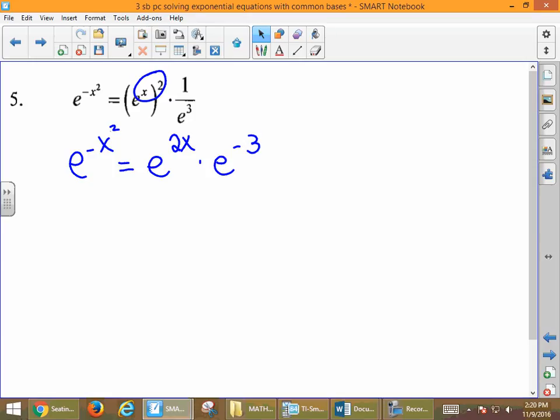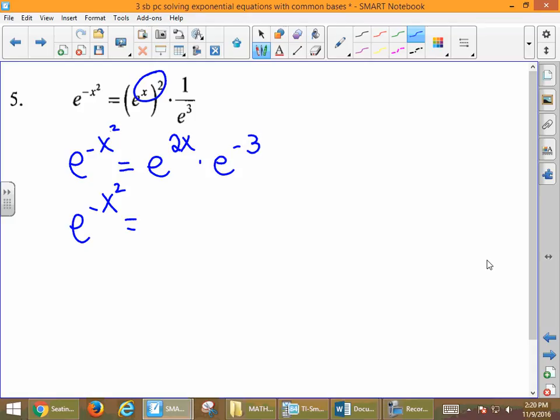We need to condense it down. So e to the negative x squared, we can't condense that at all. But over here, just like on problem number 4, e to the 2x times e to the negative 3, when we multiply these two terms, we add the exponents. So when we simplify this, and I'll get rid of that double sign here in a second, but I just want to reinforce that when we multiply, we add the exponents.